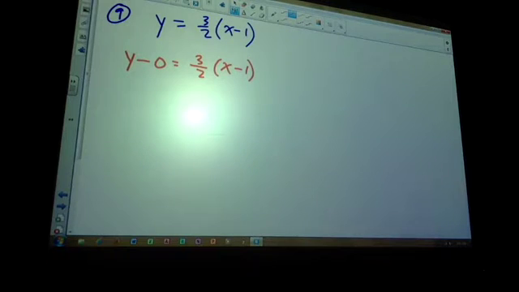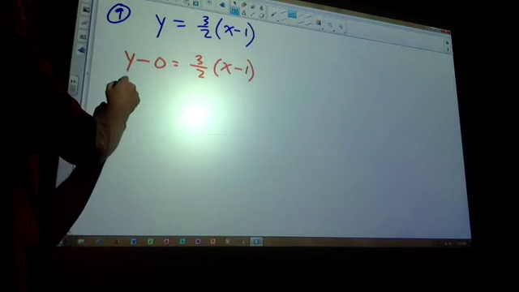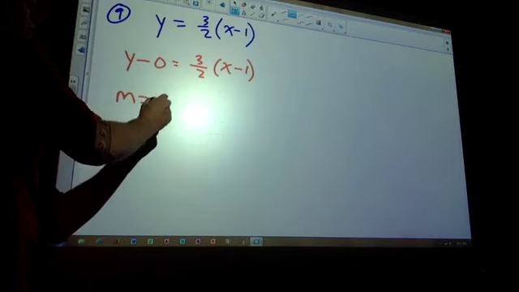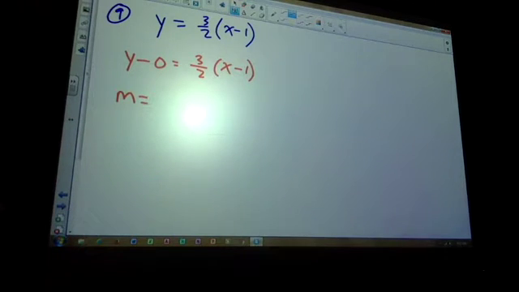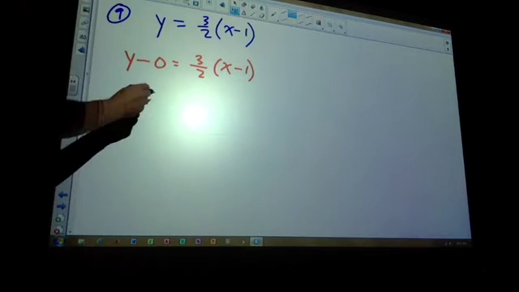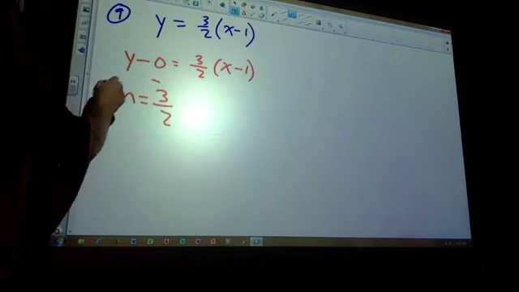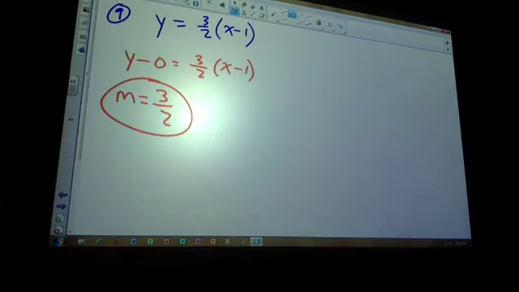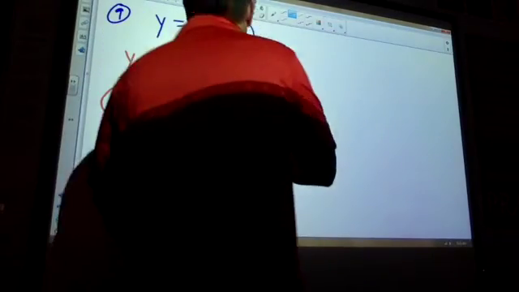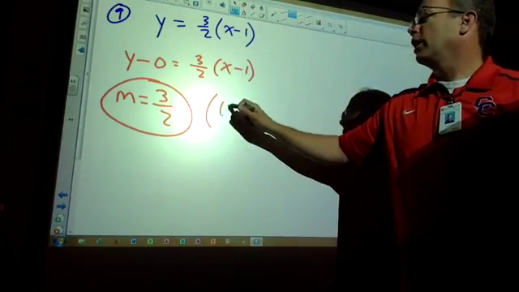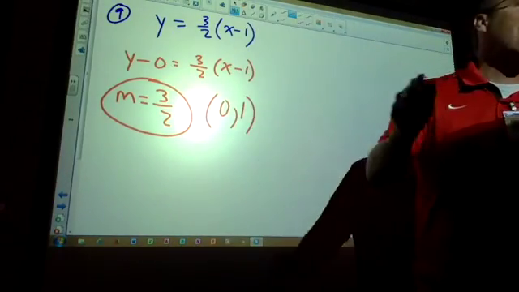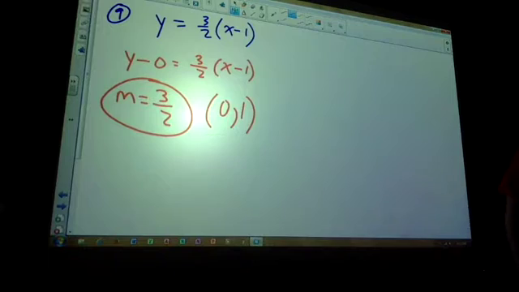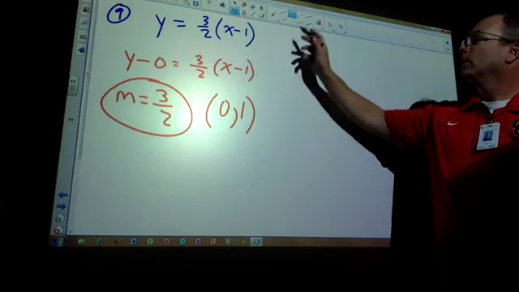Okay. So I realize this is in point slope. So what is my slope of our equation? 3 over 2. Does everyone feel okay with that? So that's my slope. What is my point that this one generates? 0, comma 1. Exactly right. Wouldn't it be -1? Huh? Wouldn't it be -1?